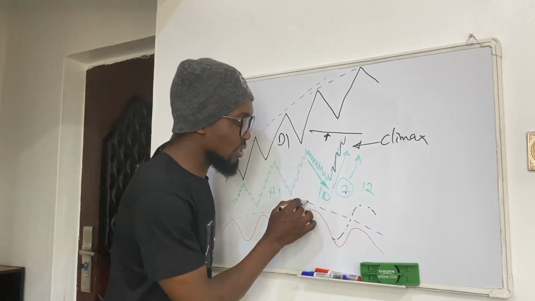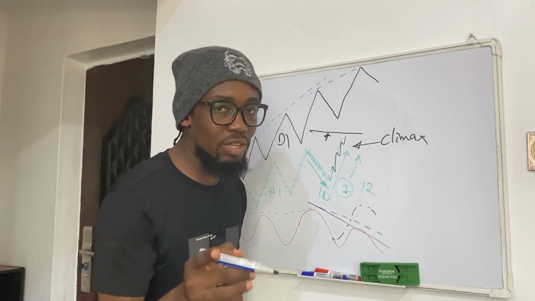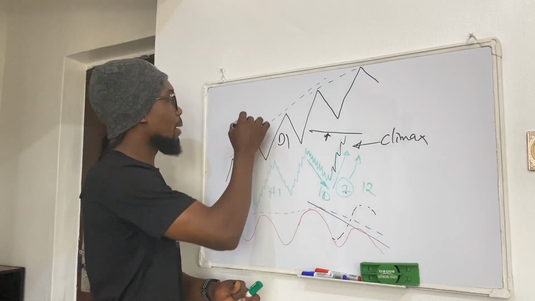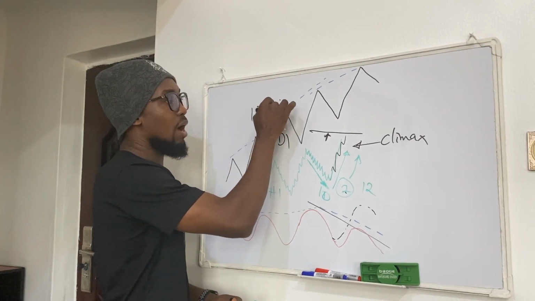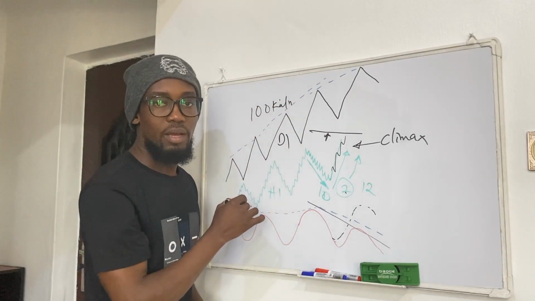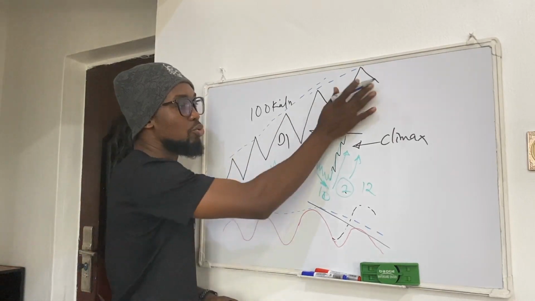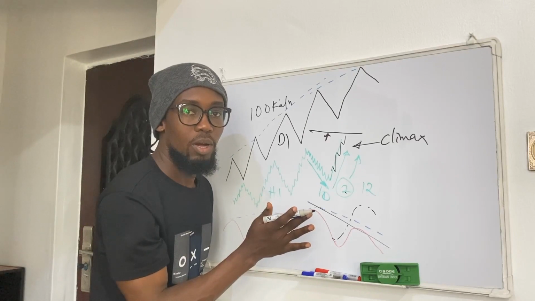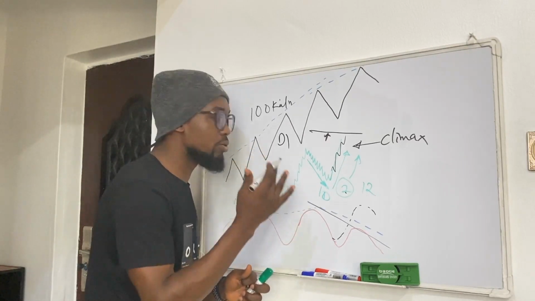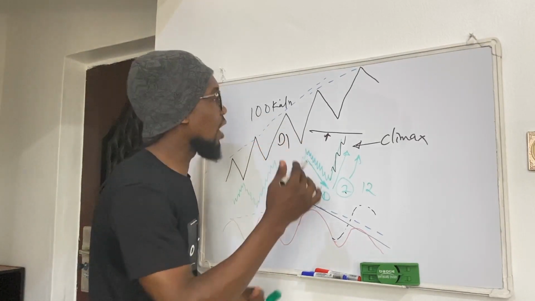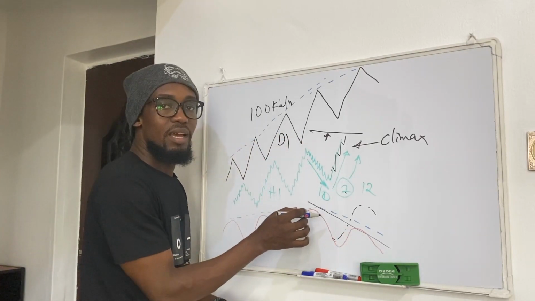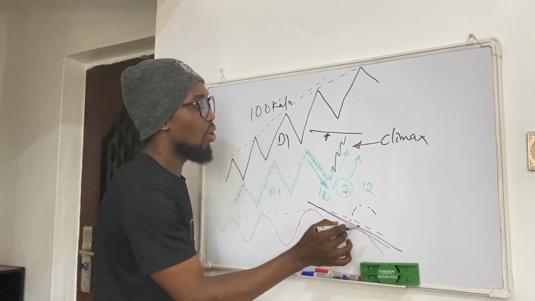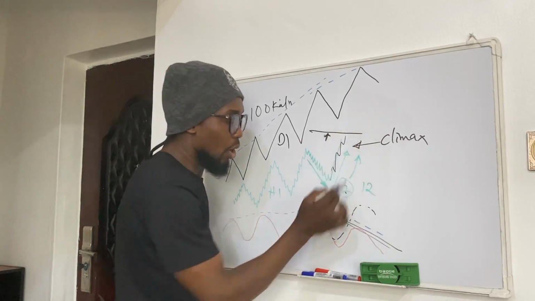Once you see a divergence, guys, it's like you're running on the freeway. You're running about 100 kilometers per hour on the freeway. I don't expect you to stop. So you keep running 100, 80, 100, you're moving. Now, divergence is the brake light. Divergence is an early indicator. The market is still going up, but there's a divergence.